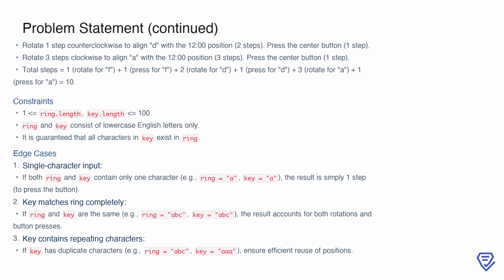With these examples, we also need to consider edge cases, such as when ring and key are single characters, when they are identical, or when the key contains repeating characters. These scenarios help ensure our understanding of the problem is robust and complete.